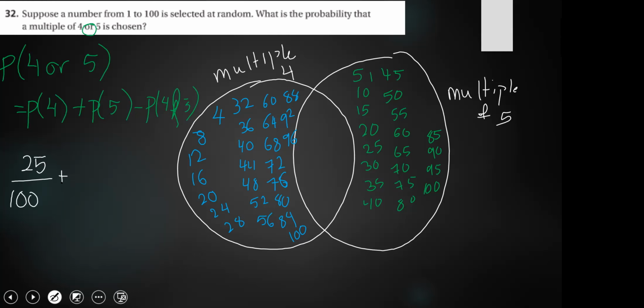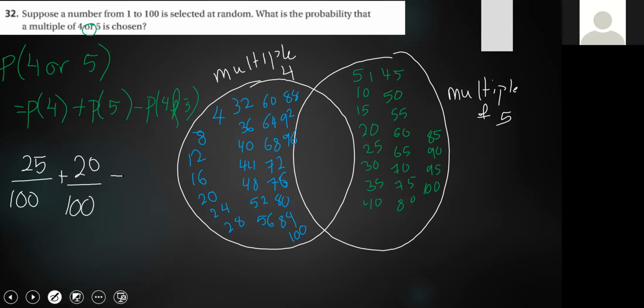Plus, what is the probability of a multiple of 5? How many numbers are a multiple of 5? 20. Now, can I have numbers that are a multiple of 4 and a multiple of 5 at the same time? Yes, look here.